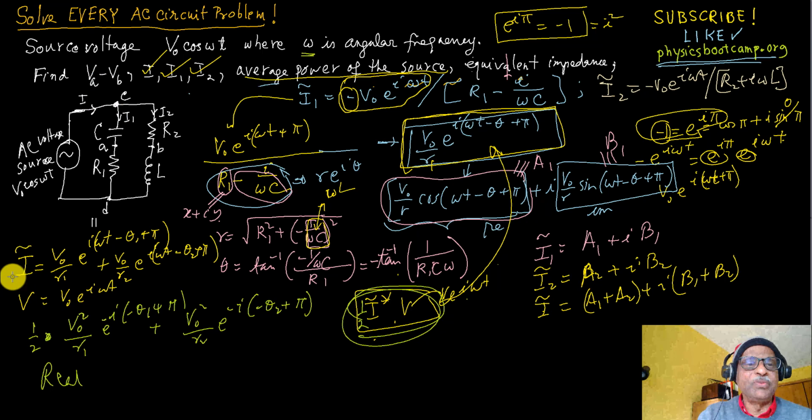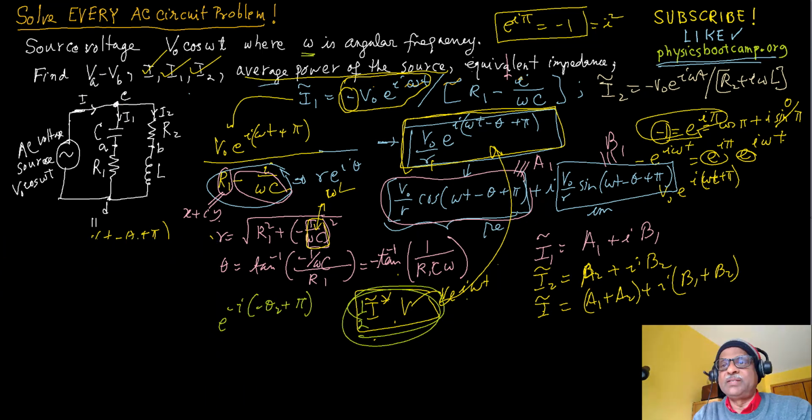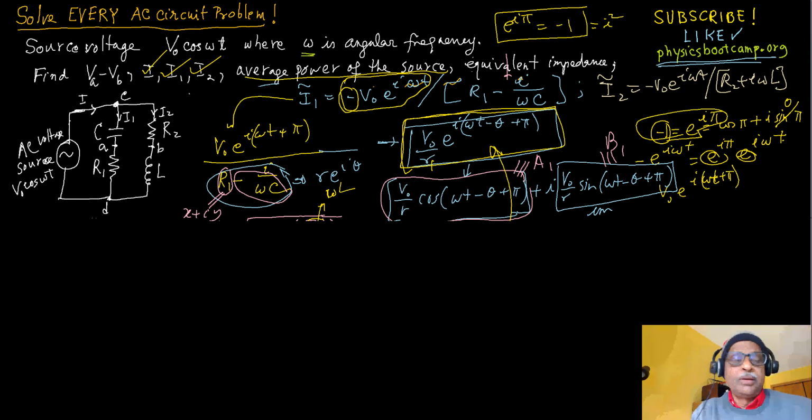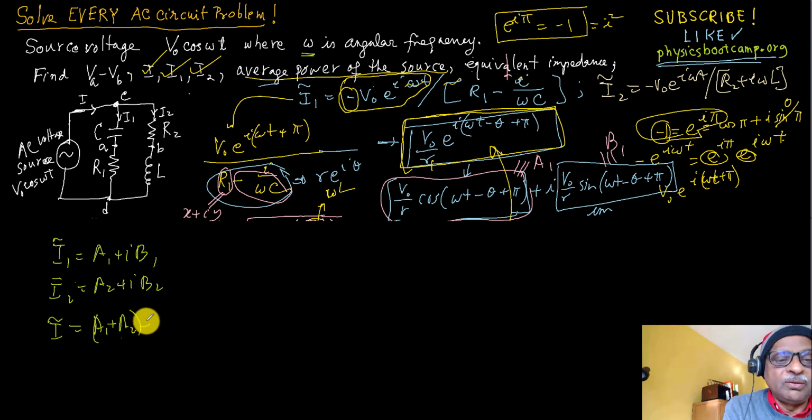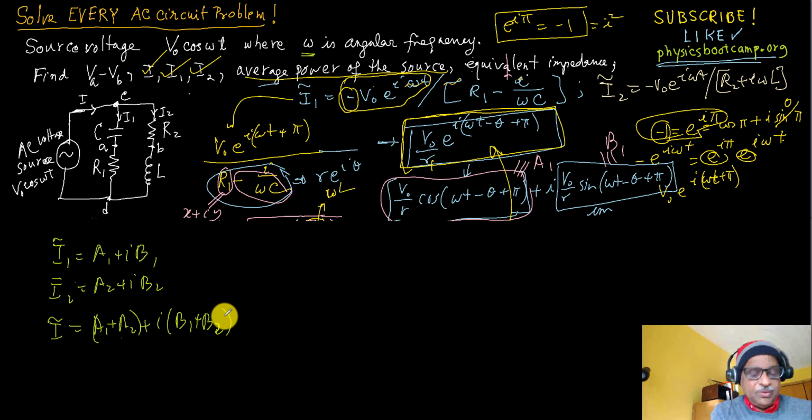All right, let me move to get VA minus VB. That's a very interesting part to me. Okay, so I hope you followed that. I'm writing I1 tilde is just A1 plus IB1, and I2 tilde is A2 plus IB2, and I tilde is just A1 plus A2 plus IB1 plus B2. And I'm going to try to now do something to show VA minus VB.